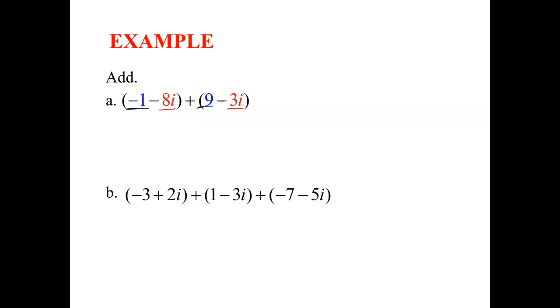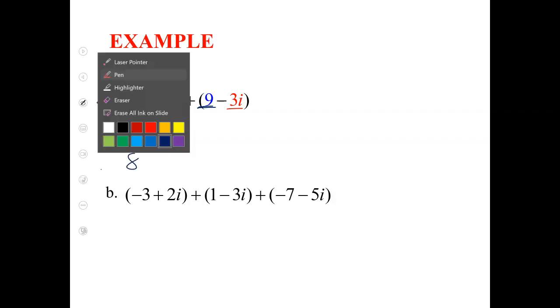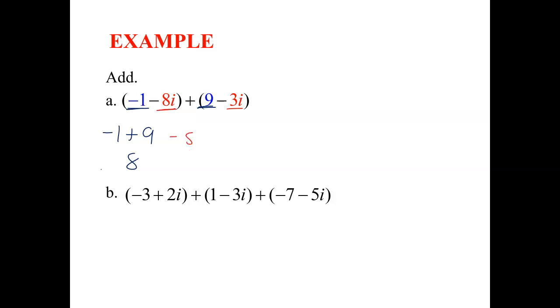I can take -1 and I can add 9 to give me what? 8. And then I can take my imaginary parts. I can take -8i and I can subtract 3i to give me -11i. Not I squared, it's I. It's like combining like terms. I have -8 of the imaginary unit. I have -3 of the imaginary unit. Together I have -11 of the imaginary unit. So it's combining like terms.